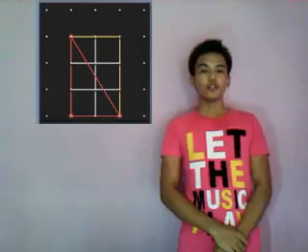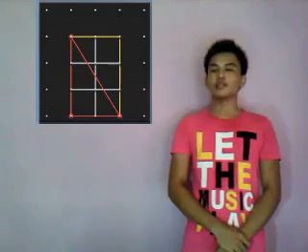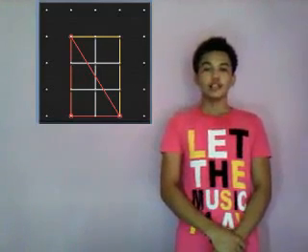So, therefore, the area of this triangle surrounded by the yellow rubber band is 6 square units. But as I said a while ago, we have to divide it by 2. Therefore, the area of the triangle is equal to 3 square units. If we use the formula in finding the area of a triangle, which is 1/2 times the number of square units of the base and the number of square units of the height, we'll be having the same answer.